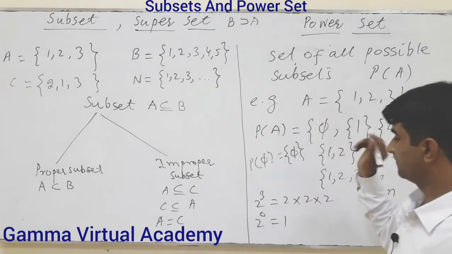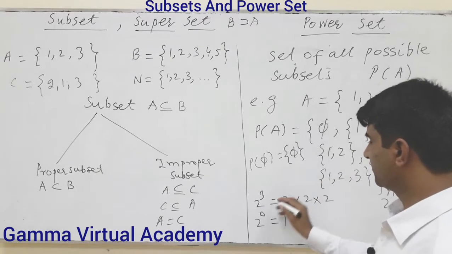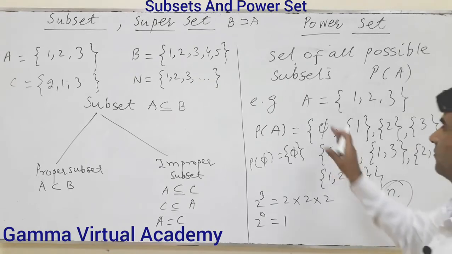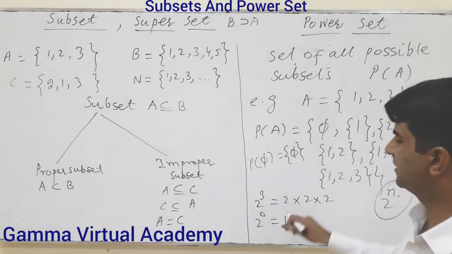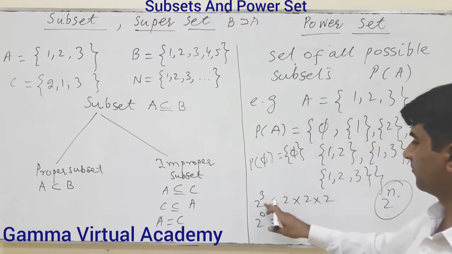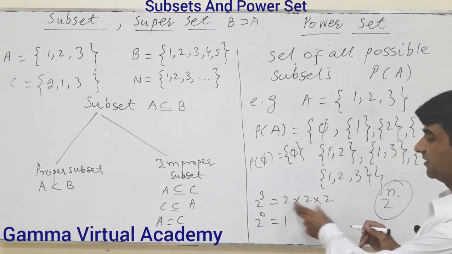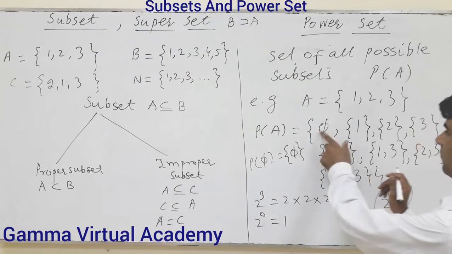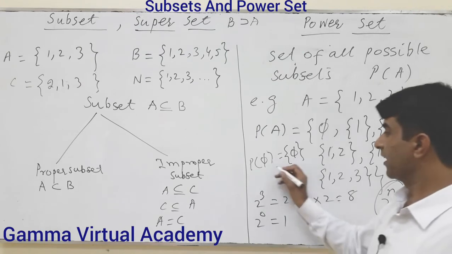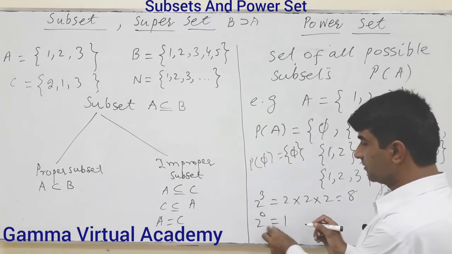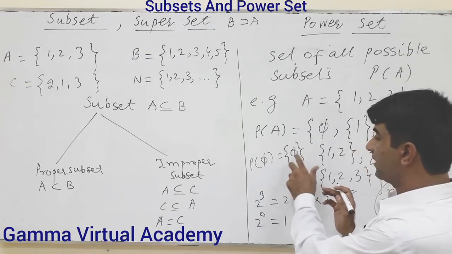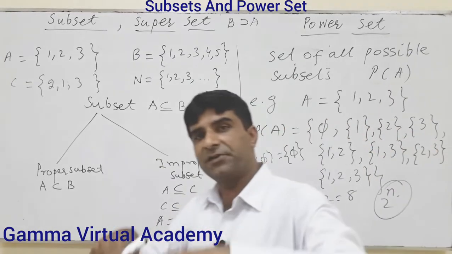And the formula for finding the power set is 2 power n. 2 power n depends on the number of elements in the original set. We have 3 members, so the total number of elements in the power set will be 8. 1, 2, 3, 4, 5, 6, 7, 8. 8 members. And null set means 0 elements, no element, so the power set will not be empty itself. It will have just one member, the empty set itself.